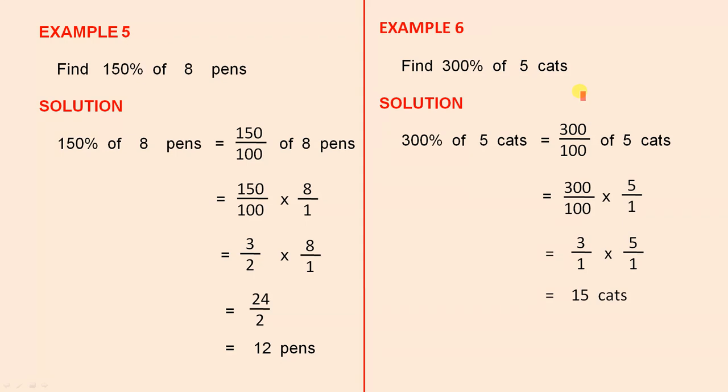Example 6. Find 300% of 5 cats. So the solution, 300% of 5 cats is 300 over 100 of 5 cats, which is 300 over 100 times 5 over 1. To simplify 300 over 100, just divide top and bottom by 100. 300 divided by 100 is 3. 100 divided by 100 is 1. So it's 3 over 1 times 5 over 1. 3 5s are 15, and 1 times 1 is 1. 15 over 1 is 15. So 300% of 5 cats is 15 cats.